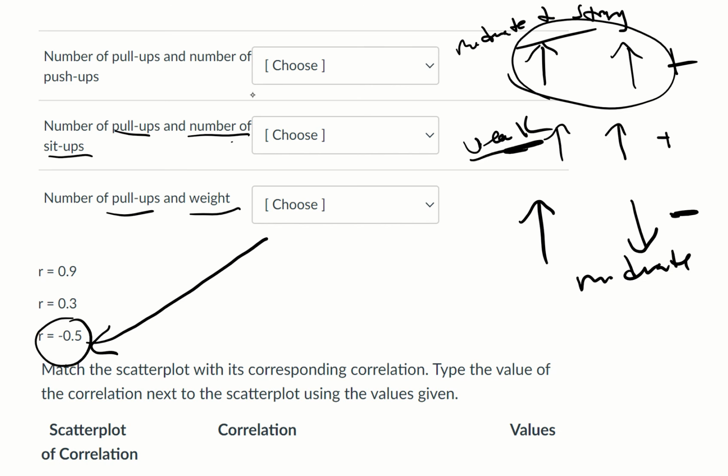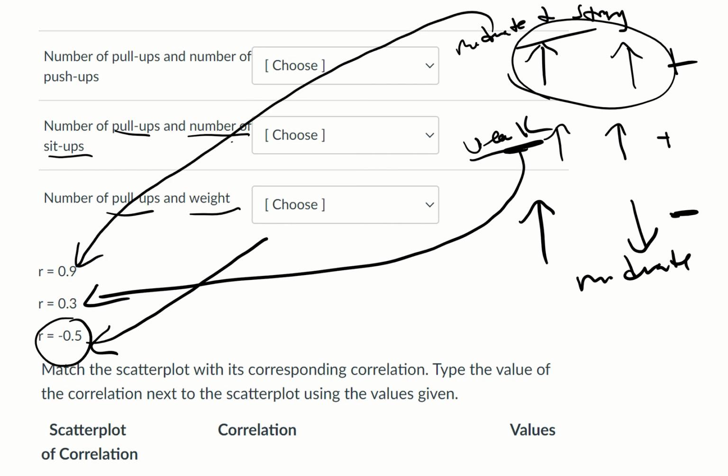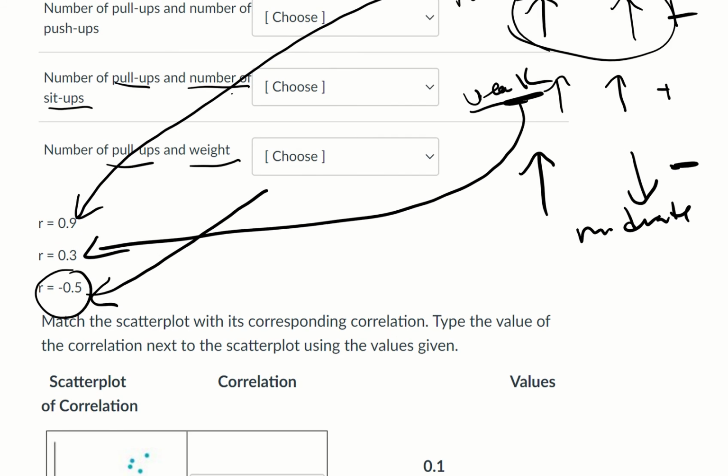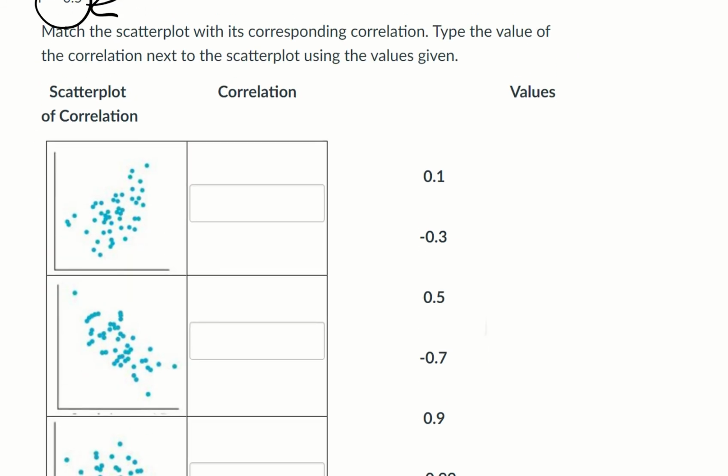And because we said this is weak, it definitely belongs to 0.3. And then therefore, by default, this would have to go with the number of pull-ups and the number of push-ups. Okay, so just using a little common sense and then understanding the whole relationship between variables.